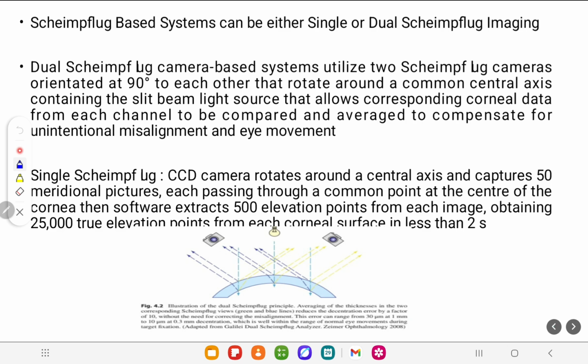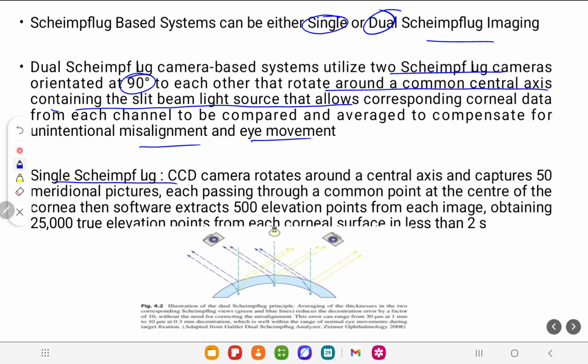Okay. So let me tell you, a Scheimpflug based system can have either single or dual Scheimpflug cameras. A dual Scheimpflug camera based system utilizes two Scheimpflug cameras rotating at 90 degrees to each other around a common central axis containing slit beam sources. That allows corresponding corneal data from each channel to be compared, averaged for compensation, and ultimately corrects misalignment from eye movement. So that's what it does.